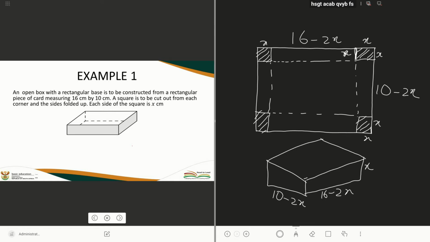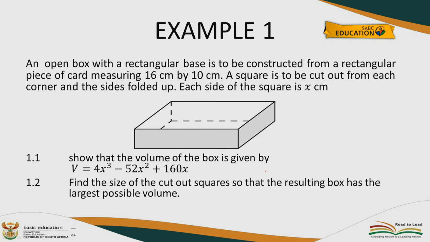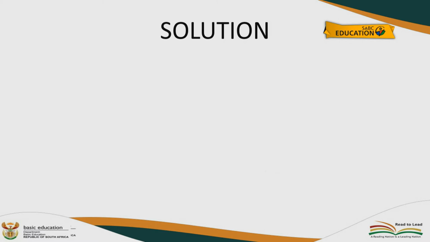Now, let us look at what we are asked to do. The first question, they want us to show that the volume of the box is given by v equal 4x cubed minus 52x squared plus 160x. All right? And then secondly, they will want us to find the size of the cut-out square so that the resulting box has the largest possible volume. So very important here, they want us to determine the value of x in 1.2. Okay, let's look at the solution.